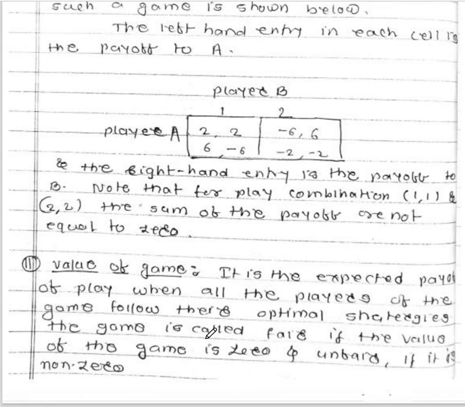Then the last definition is the value of the game. It is the expected payoff of the play when all the players of the game follow their optimal strategies. The game is called fair if the value of the game is 0, and unfair if it is non-zero. So how will you find out the value of the game? Suppose the value of the game is 0, then we can say that the game is fair, and suppose the value of the game is non-zero, then we can say that the game is unfair.